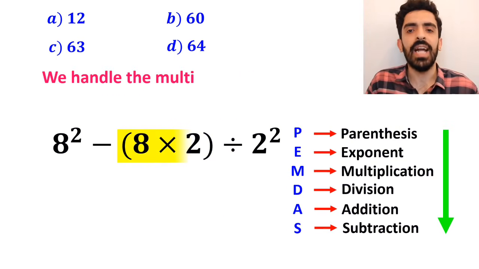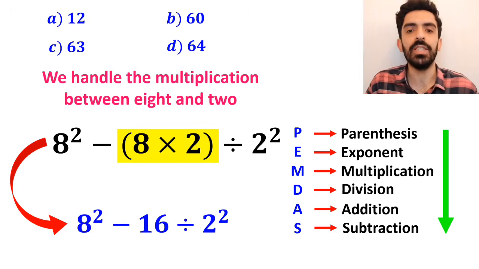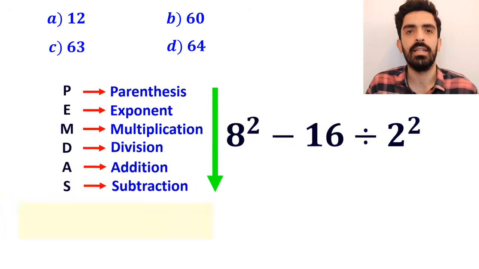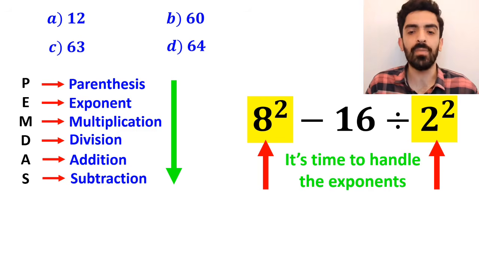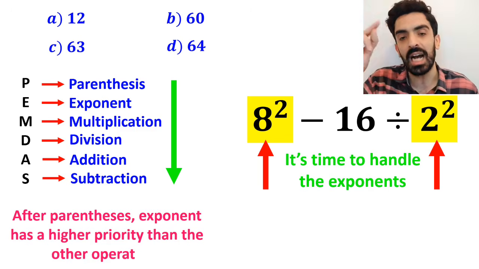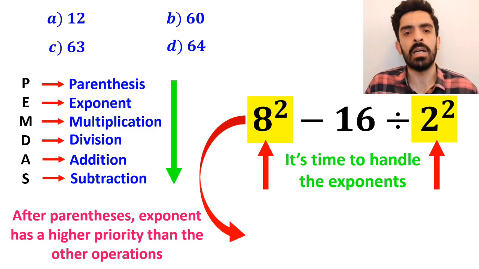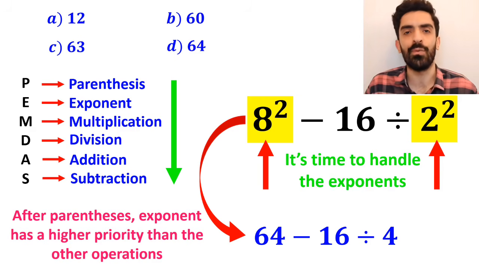And the next step, we handle the multiplication between 8 and 2, and this expression simplifies to 8 squared minus 16 divided by 2 squared. Next, it's time to handle the exponents, because according to the PEMDAS rule, after parentheses, exponent has a higher priority than the other operations. So, we can write this expression as 64 minus 16 divided by 4.